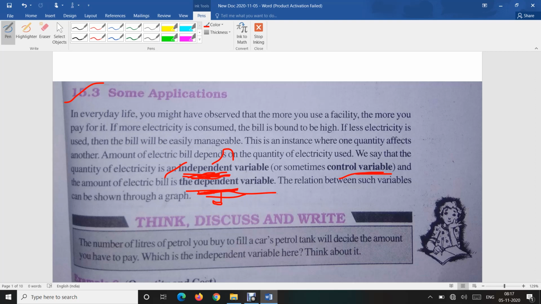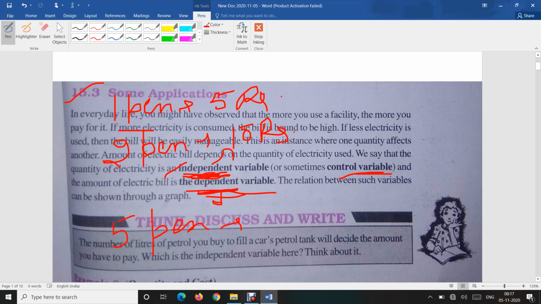First of all, suppose you purchase one pen for 5 rupees. How much will be the cost for two pens of the same price? Obviously it will be 10 rupees. If we talk about 5 pens of the same price, then how much is the cost for 5 pens? Obviously it would be 25 rupees. That means as the quantity is increasing, the price is also increasing. Somewhere it is directly proportional, correct?